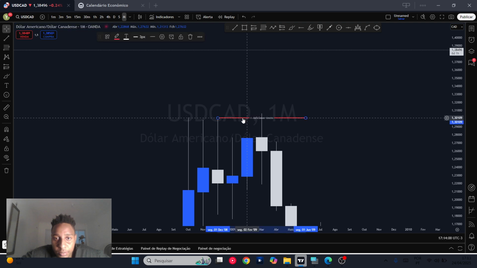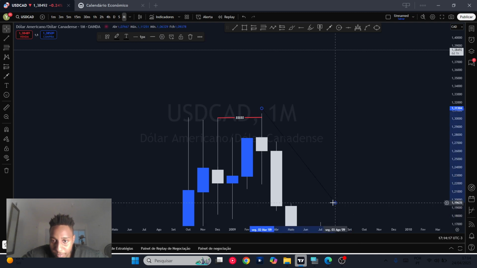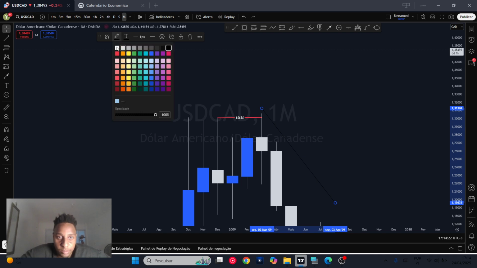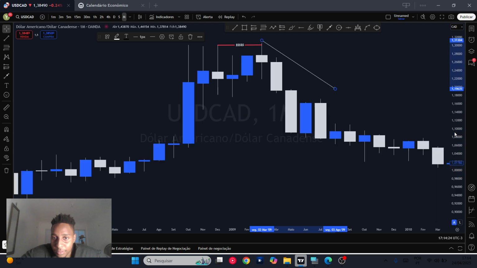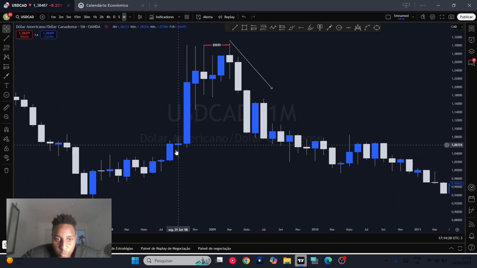So here, basically, the liquidity within the market was taken right here. And the moment the liquidity was taken, price simply dropped, right? Price simply dropped. This is one example. Let's look at this low right here.